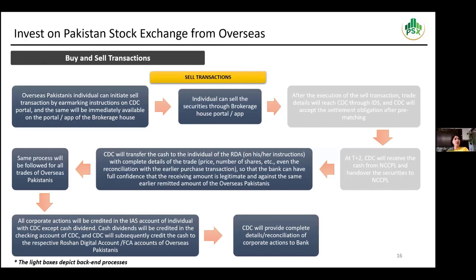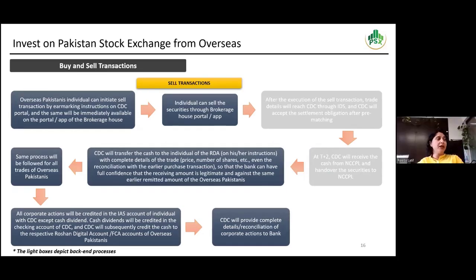Similarly, the sell transaction also takes place like that. You will initiate the sell transaction on your CDC portal. You will sell it on the trading app on the brokerage portal that is provided to you. CDC will transfer the cash to the individual on the RDA once your sale is done after T+2. The same process will be followed for all transactions. So buy and sell, and upon selling, the money will finally reside in your RDA bank account.